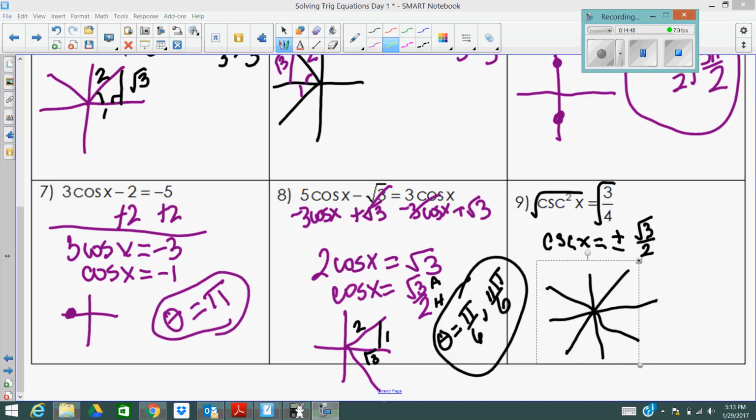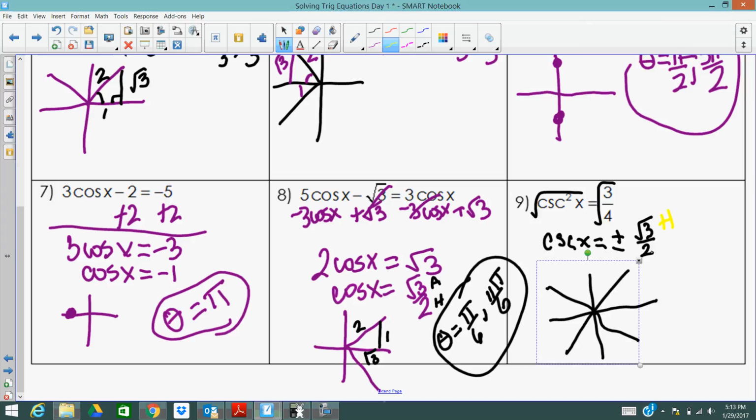So this must be a mistake, because if this would be our hypotenuse and that would be our opposite, we don't have a triangle that has an opposite of 2 and a hypotenuse of square root of 3. That's not possible for a hypotenuse to be bigger than your side opposite, so I'm guessing this was supposed to be sine squared. So let's change that. So now we have sine, so now that makes more sense.